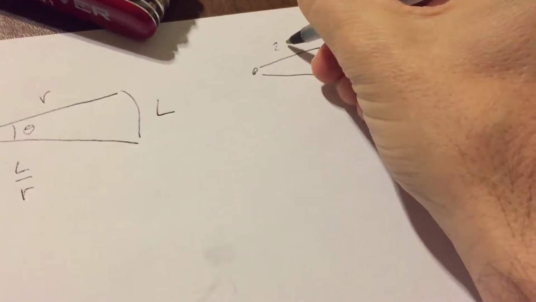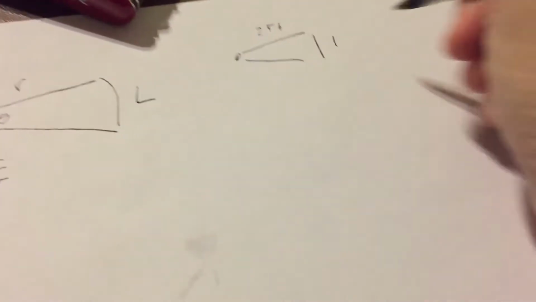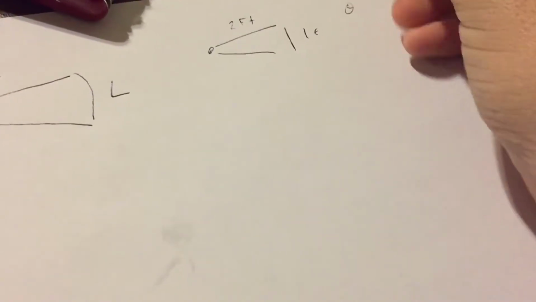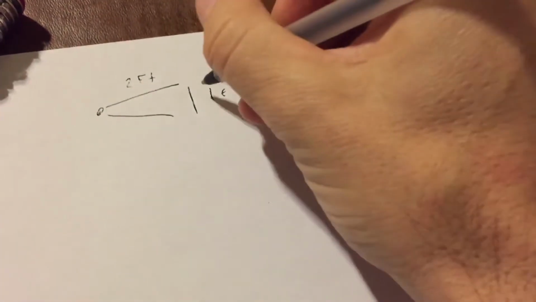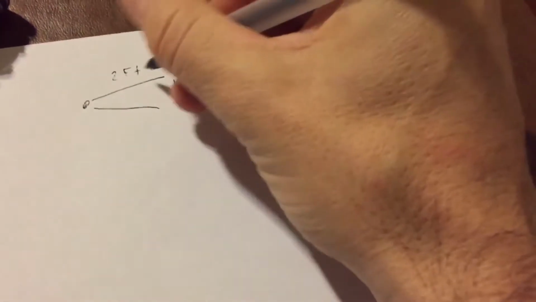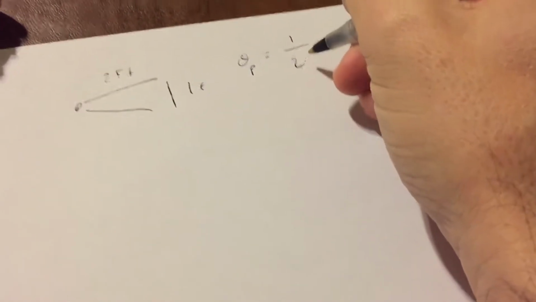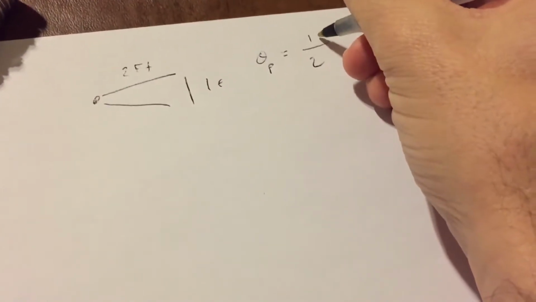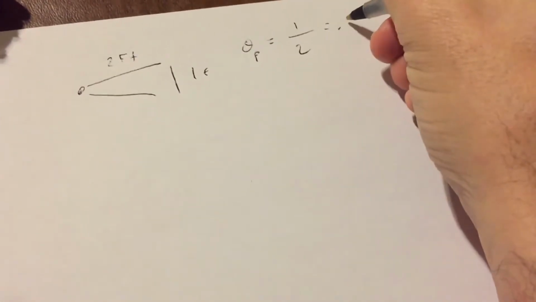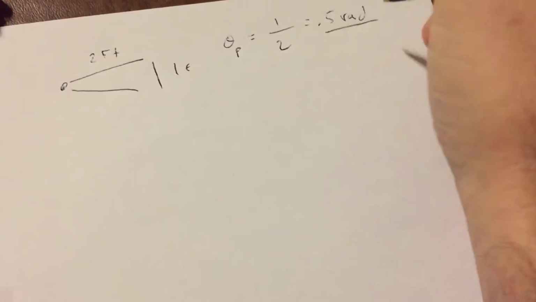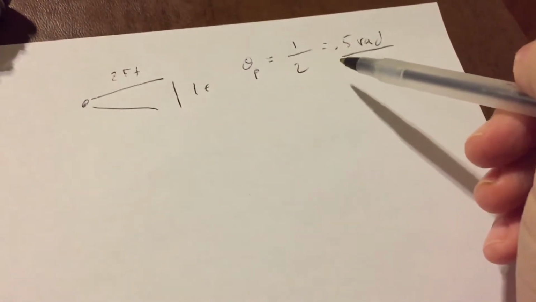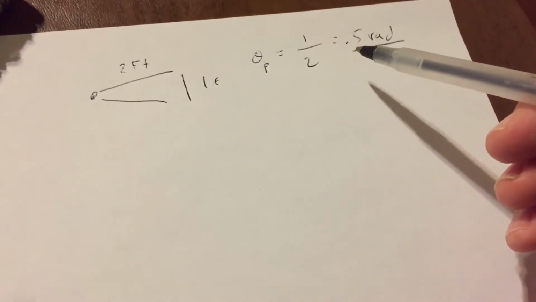So this is, say, 2 feet away, and it's a 1 foot piece of paper. So that means the angular size of the paper would be equal to the length of the paper, 1, over the distance of the paper, 2. In this case, I'm using feet, but it doesn't matter. They cancel. Feet, feet. So I get 0.5 radians. Okay, that's the angular size of the picture.